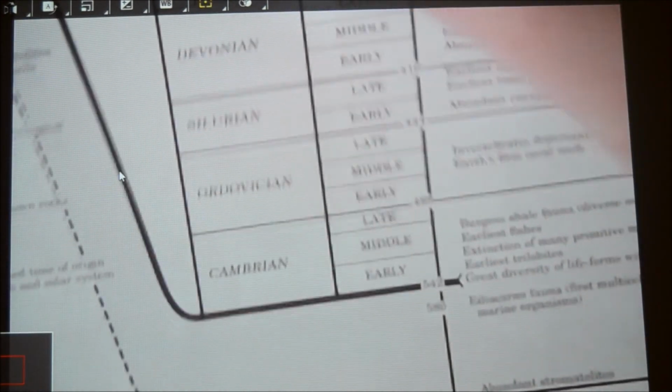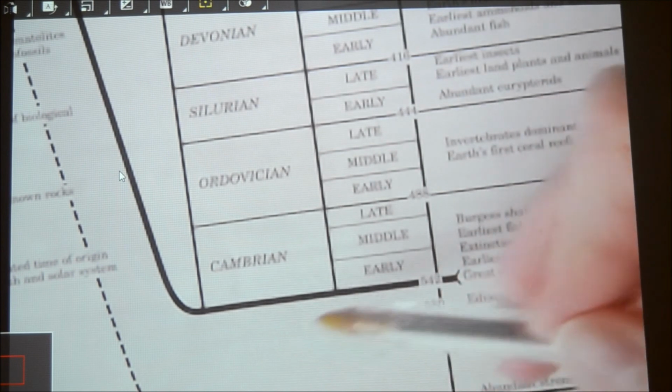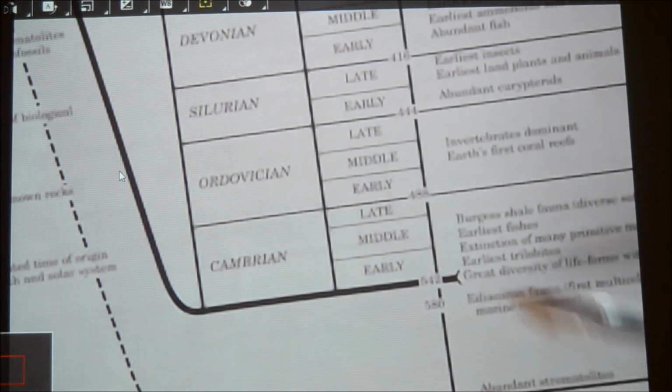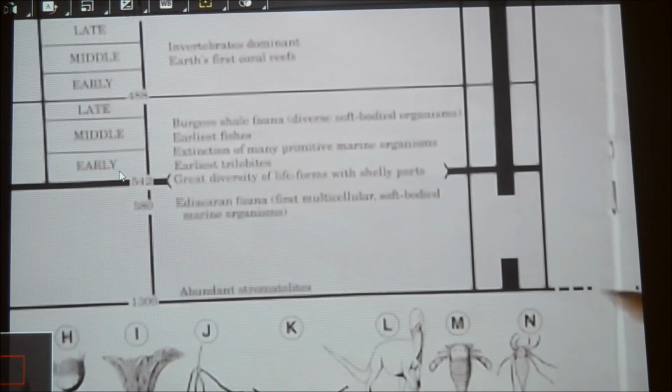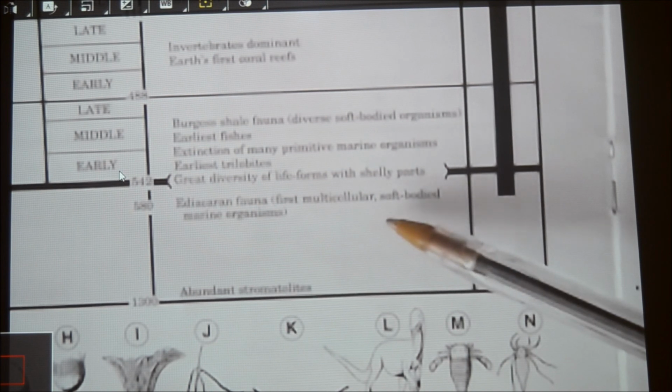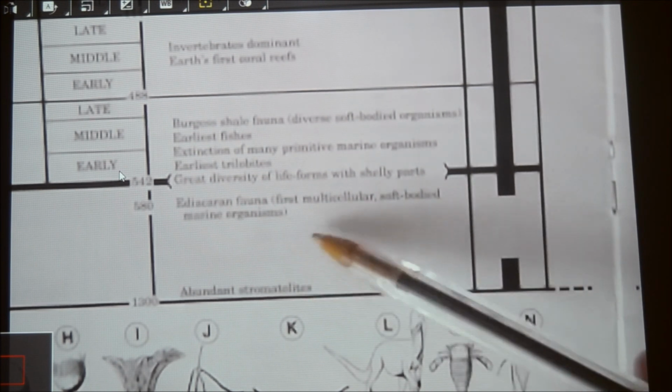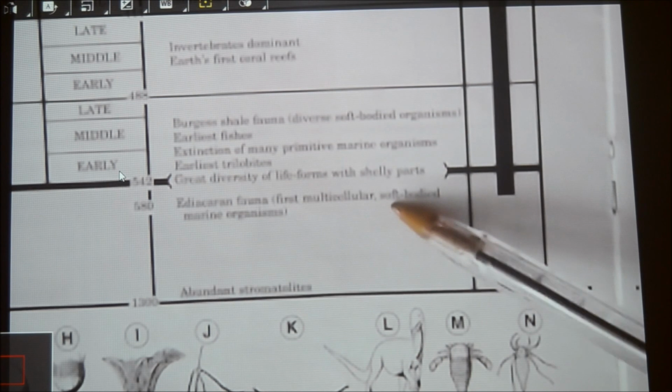My Precambrian, if I'm coming down here, is that dark black line. So this information down here, also Precambrian. So soft body organisms, really hard to get a good fossil. Think if you're trying to make a fossil of a jellyfish, that doesn't happen so easily.